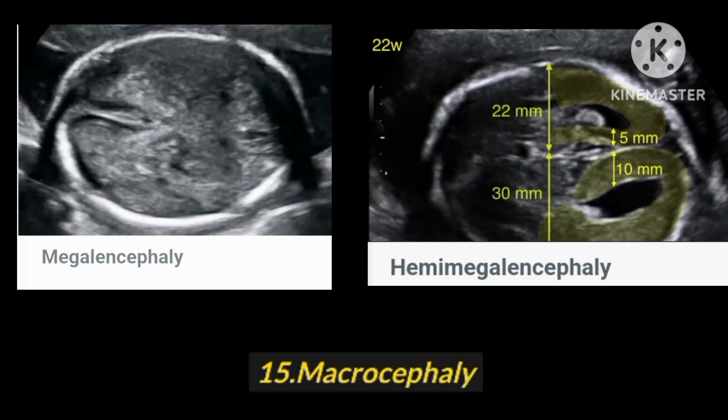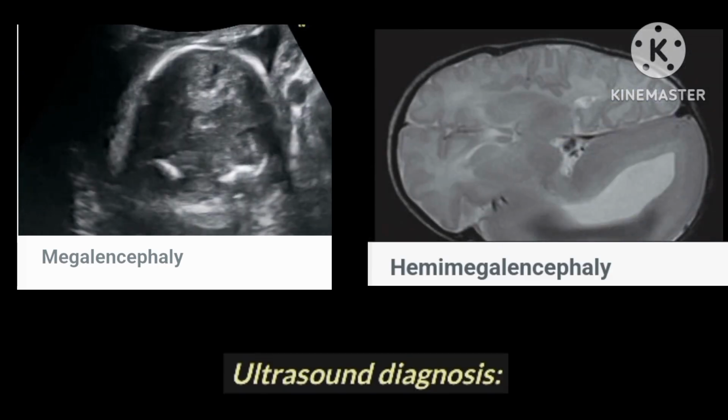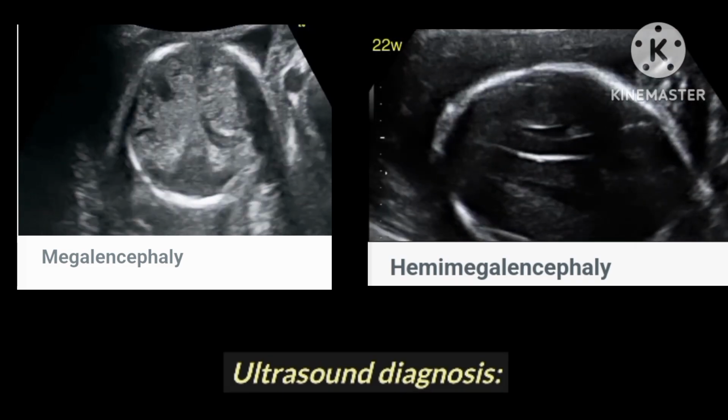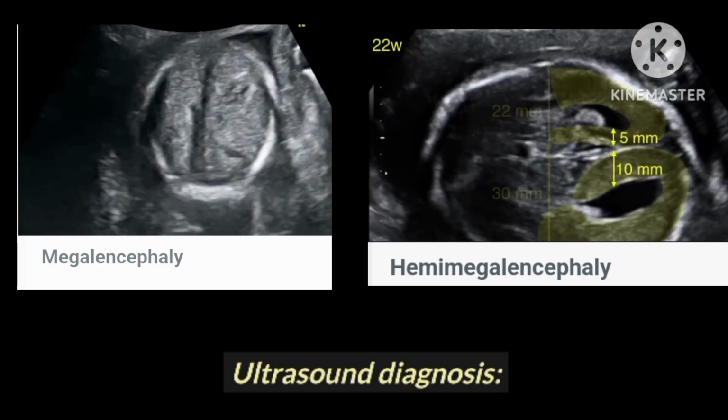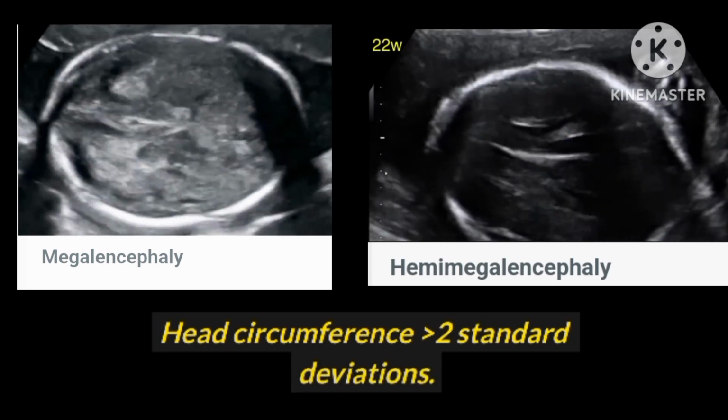Number 15, macrocephaly. Ultrasound diagnosis. Head circumference greater than 2 standard deviations.